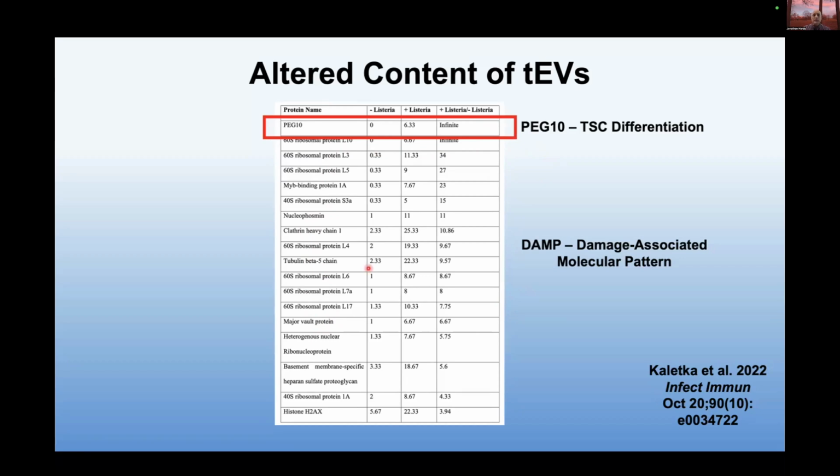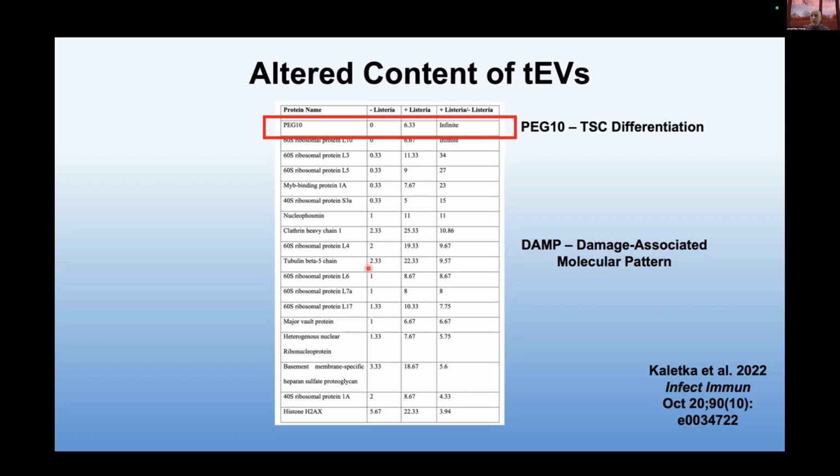When cells are damaged or perturbed in different ways, you get proteins appearing in the cytosol that shouldn't be there, including ribosome proteins that come off of the ER, including histones and other kinds of things, and those can be loaded into EVs. Those EVs can then affect target cells by their content containing these DAMPs, damage-associated molecular patterns. Now, one thing we did not see in these EVs were any proteins from Listeria.